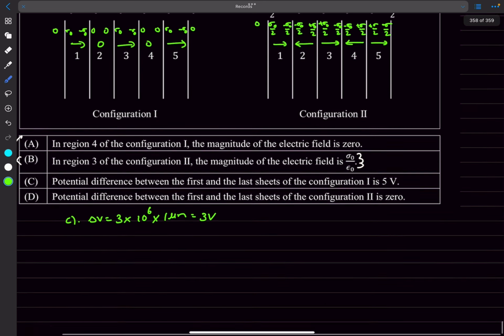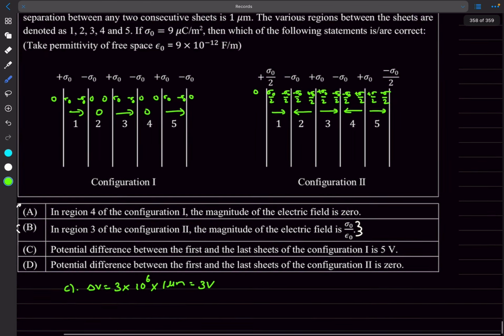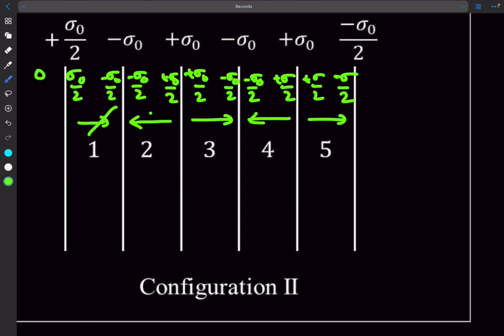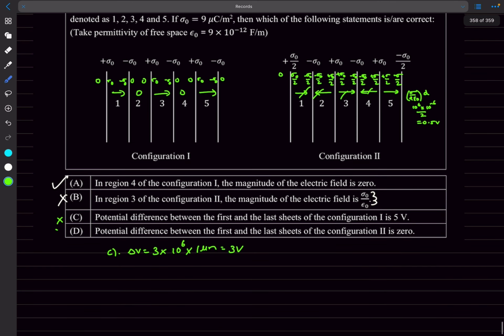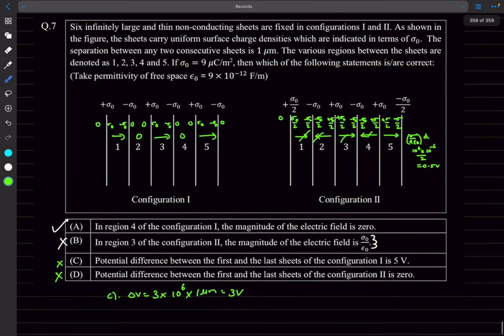What they are asking is the potential difference between the first and the last. So of course this is going to be just E into D. So sigma by 2 epsilon naught, this is the electric field, times D. Sigma by epsilon naught was 10 power 6. D was 10 power minus 6 divided by 2. This will be 0.5 volt. And so of course D option will be wrong. So yeah, that was it for this question.